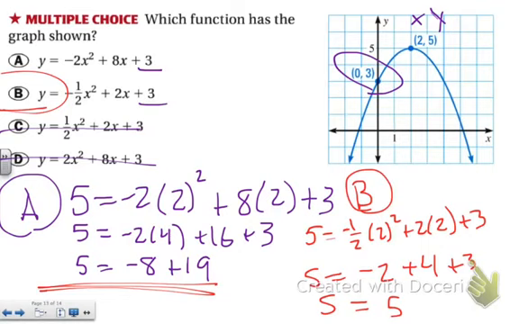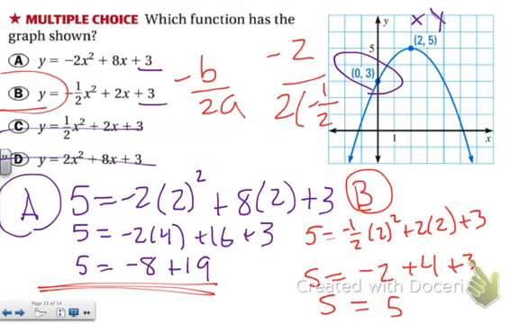I also could find the vertex and the axis of symmetry by doing negative B over 2A. So if I do that, I get negative 2 over 2 times negative 1/2, which is negative 2 over negative 1, which is 2. So that is the axis of symmetry for letter B.